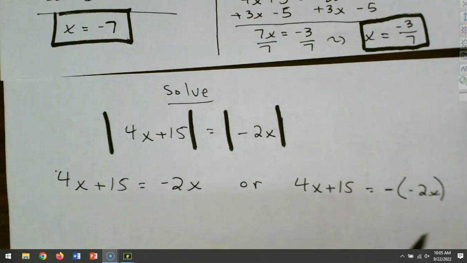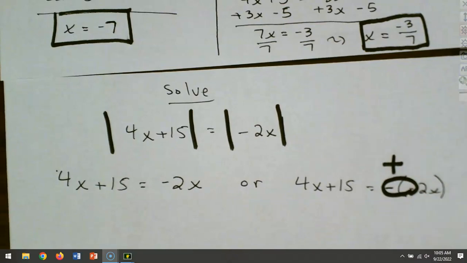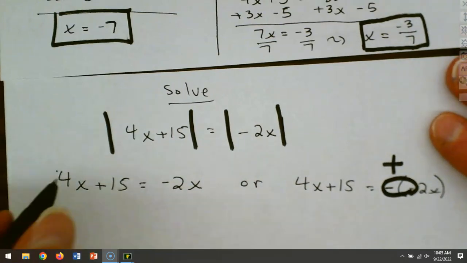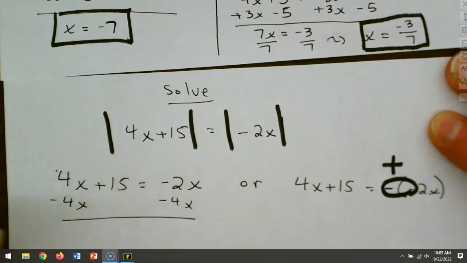And we know the negative here, negative and negative makes that a positive. So that side's going to come out to be a positive 2x. The other one's a negative 2x. So now we finish it. Just move things around however we want to. I'm just going to move that 4x over. And minus 6x now equals 15.